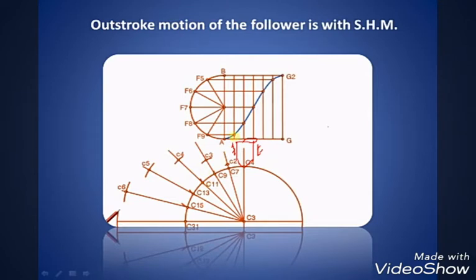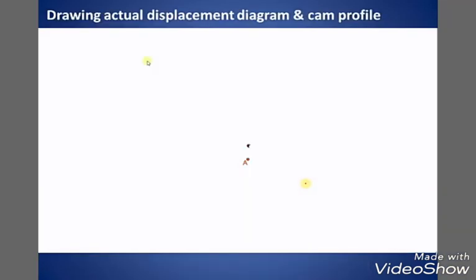Now transfer these distances. So this is the first distance which we have transferred over here. This is the second distance which we have transferred on this second ray. This is the third distance which we have again transferred over here. Similarly, this particular distance we have transferred over here, and this distance we have transferred on this side, and this entire stroke length we have transferred from this point up to this point, and then we have joined all these points to get a smooth curve. So now let us see in the next figure how this cam profile is actually drawn.